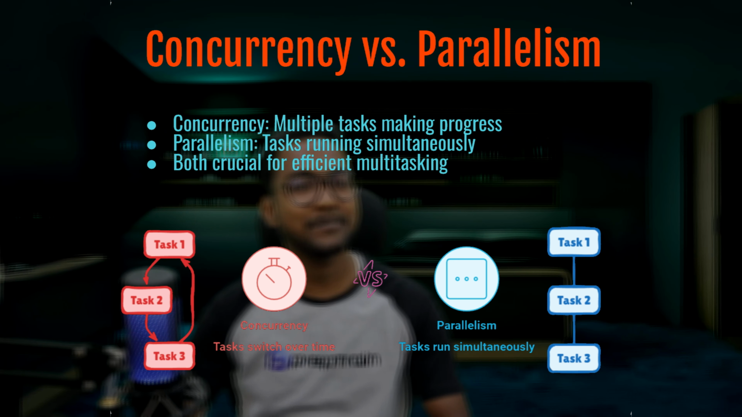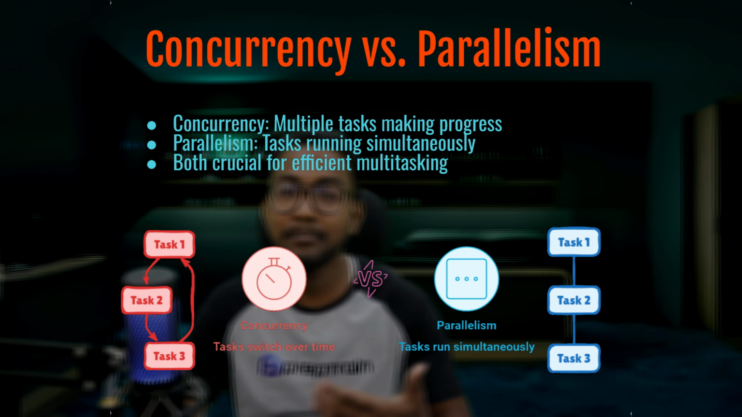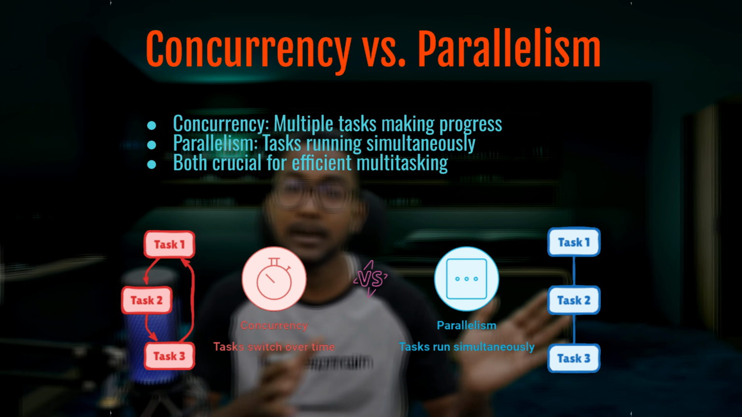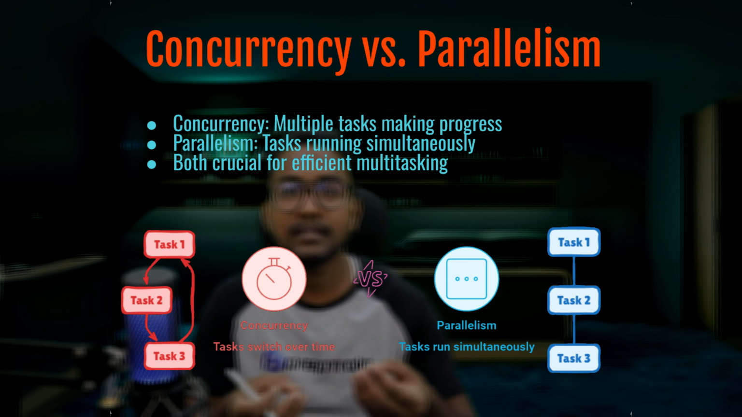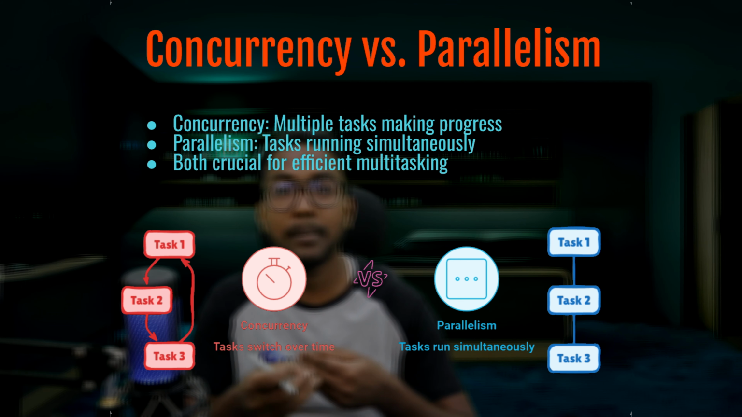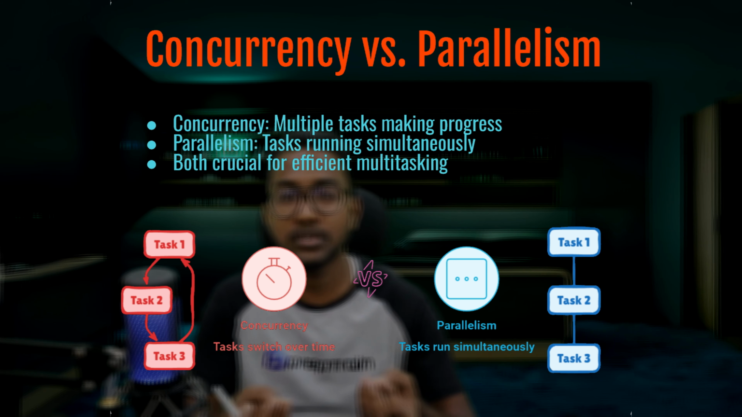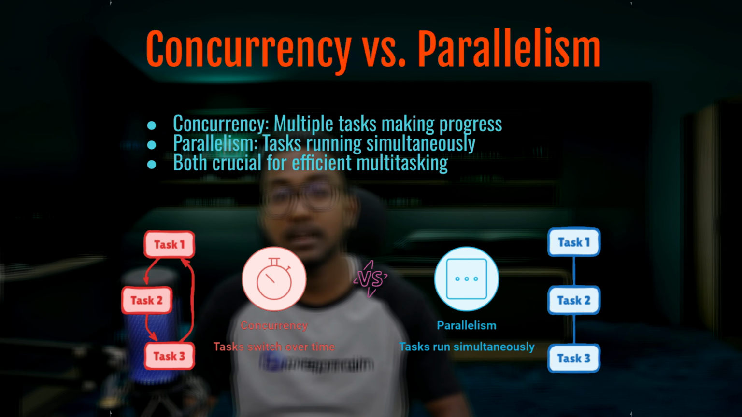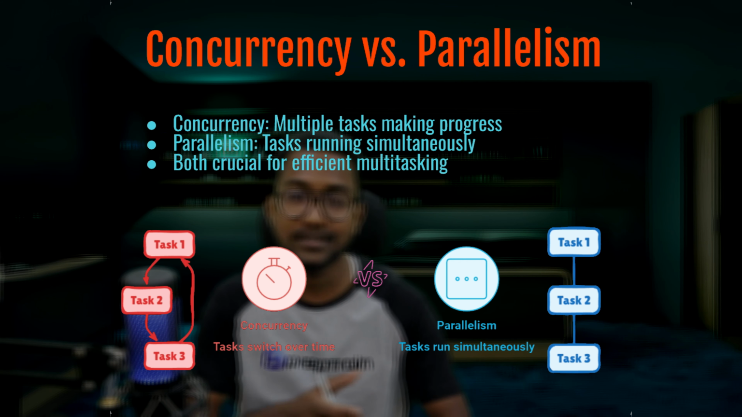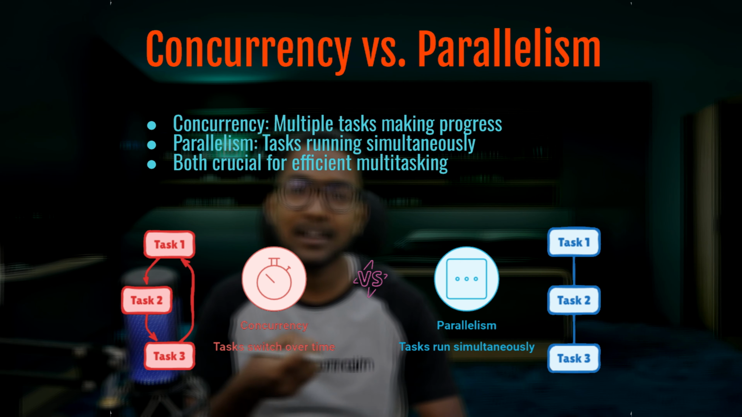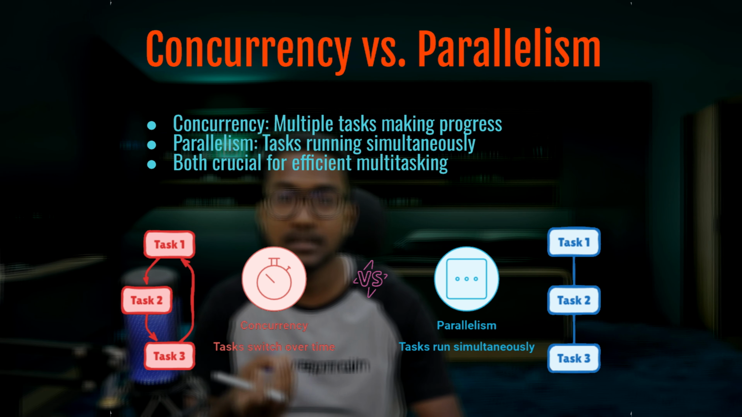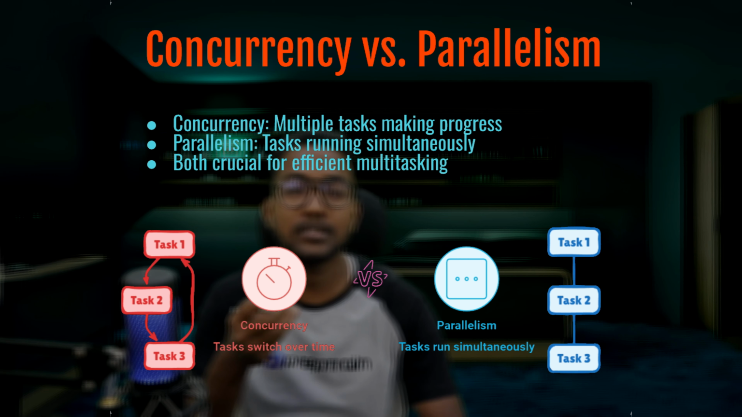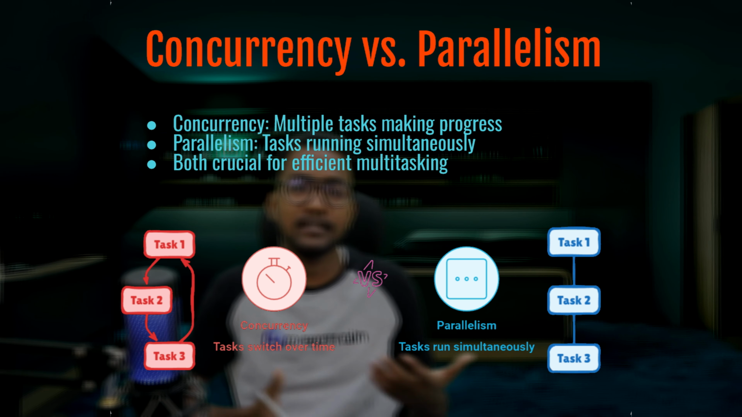The key difference between concurrency and parallelism is that concurrency is about task switching, with multiple tasks making progress in an overlapping time period, but not necessarily running at the same time. On the other hand, parallelism is all about simultaneous execution, with multiple tasks actually running at the same time on different cores. Both concurrency and parallelism are crucial for efficient multitasking in backend systems. Concurrency allows a system to handle many tasks at once by switching between them, which can be done on a single core.